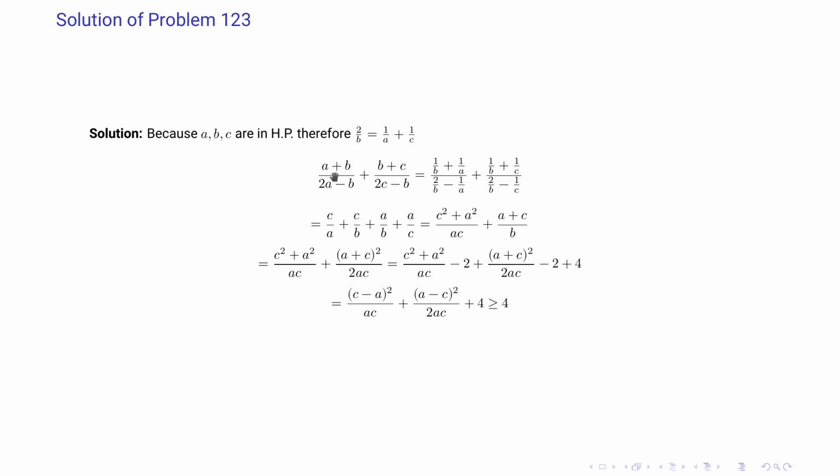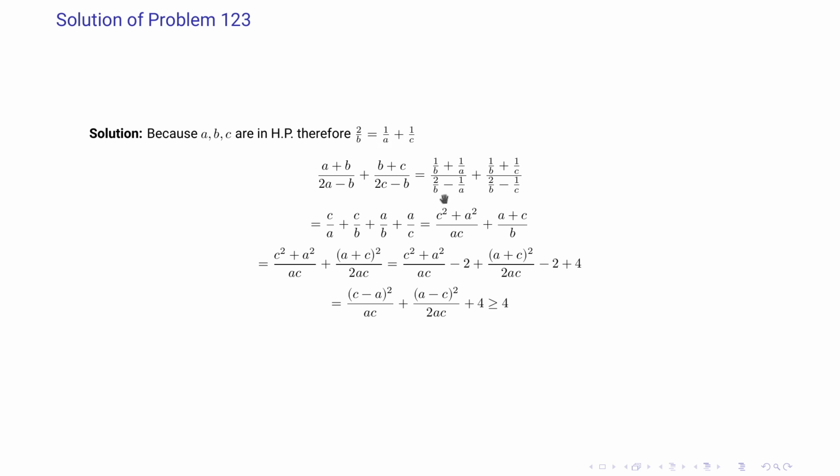So we divide numerator and denominator of the first term by AB. We get 1 by B plus 1 by A divided by 2 by B minus 1 by A. And we divide the second term by BC. We get 1 by B plus 1 by C divided by 2 by B minus 1 by C. Now we substitute this value from here to here.